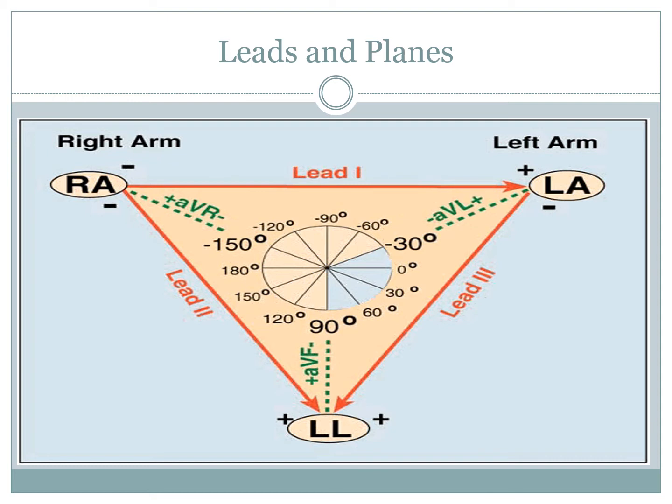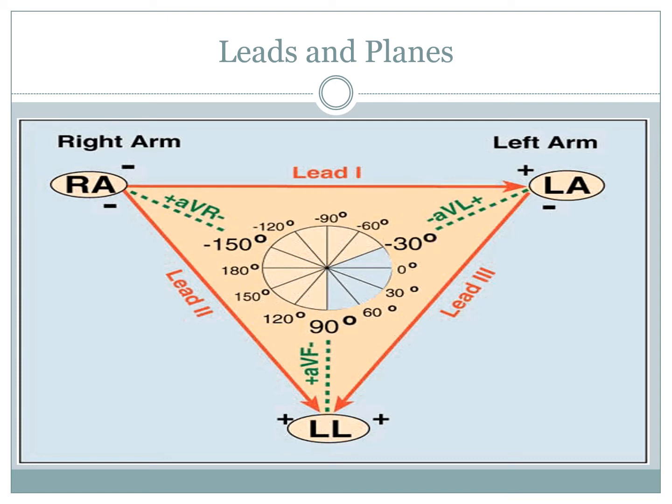Now if we look a little bit further and have a look at the AVR, AVL and AVF, we can get a better understanding of what aspect of the heart we're looking at. So generally speaking, leads 1, 2 and AVL view the left side, left lateral surface of the heart. Lead 3 and AVF view the inferior surface of the heart, and AVR is there to view the right atrium.